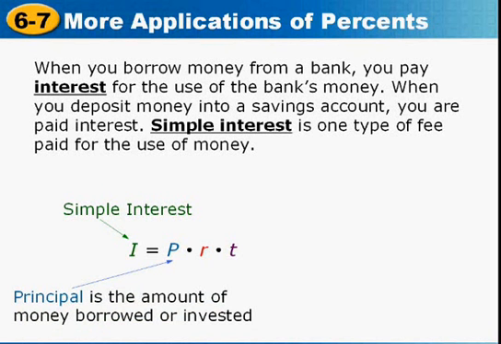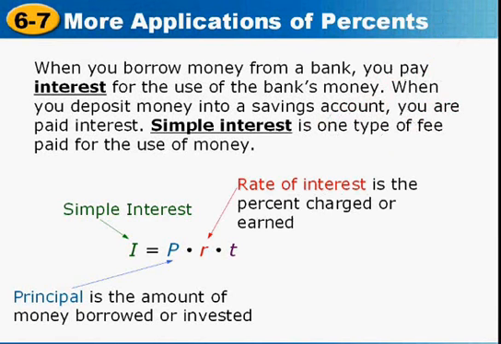P is principal. Not like the principal of a school. That's different. Principal is the amount of money borrowed or invested. So if you borrow $5,000 from me, the principal amount is $5,000. And I'm going to charge you interest. So I'm going to set a percent of interest that you would pay. I might say you got to pay me back the $5,000 plus 5% interest. Well, that's where the R comes from.